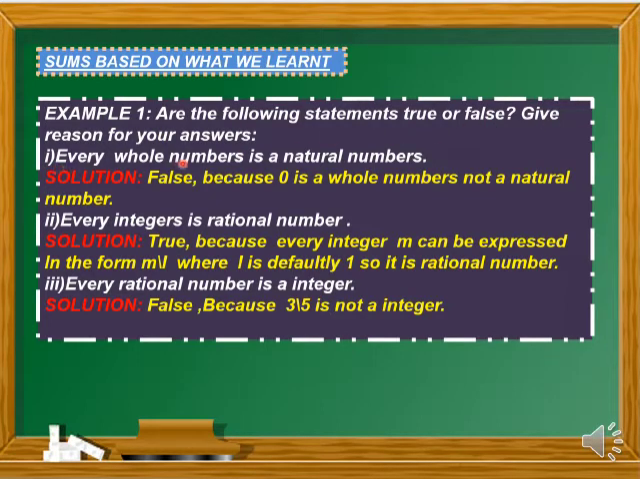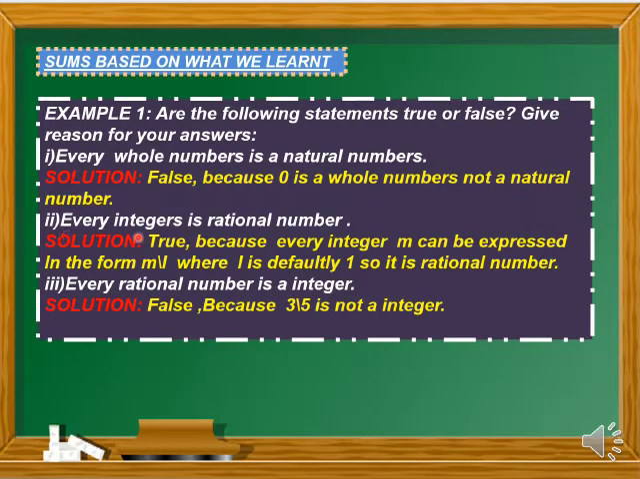First subdivision: every whole number is a natural number. So what is a whole number? Whole numbers are the numbers that start from 0. Natural numbers are the numbers starting from 1, 2, 3 and so on. Whole numbers have 0, but you can't see 0 in natural numbers. So every whole number is not a natural number. Solution: false, because 0 is a whole number, not a natural number.